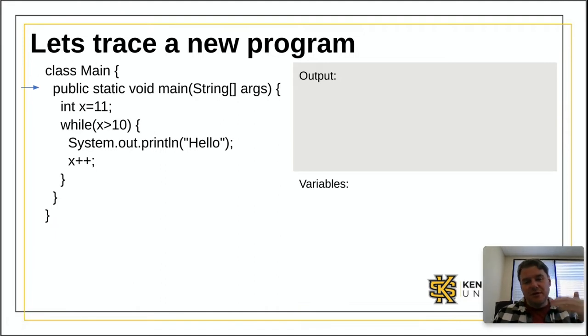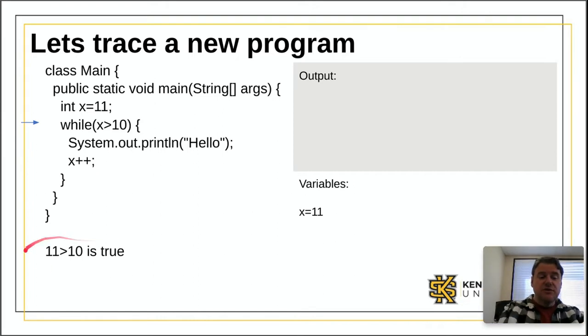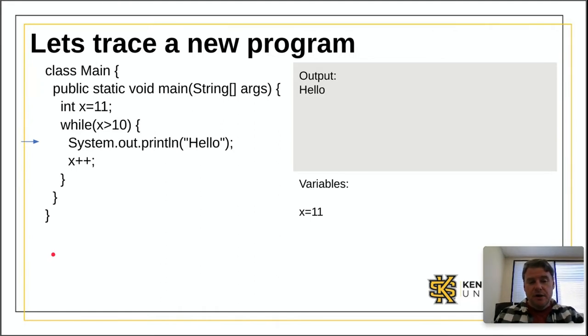So we're going to start the main method. We always start at the beginning. This creates a variable for me. This is my x, and it is currently equal to 11. Moving on to the next thing, we check while x is greater than 10, so while 11 is greater than 10, which is true, so we're going to proceed into the loop. That's going to print out hello, and we see our output has a hello in it. x++, okay, so x is now equal to 12.